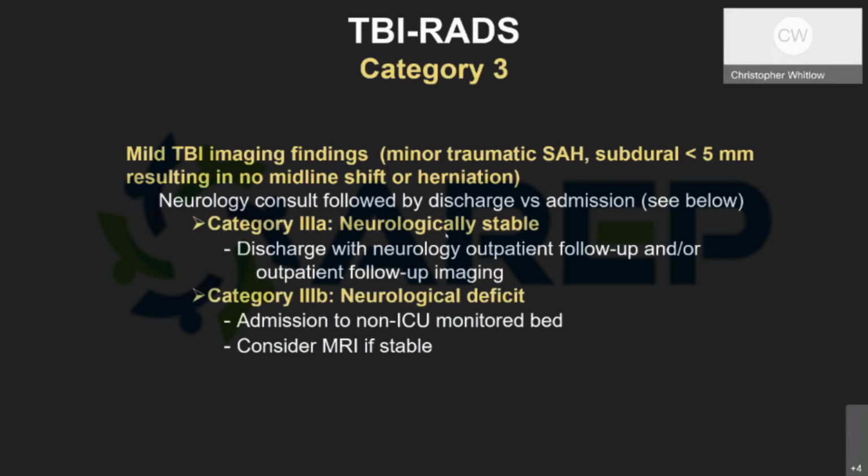Category 3A, if they're neurologically stable, that'd be potentially a discharge with neurology outpatient follow-up or outpatient follow-up imaging. Category 3B would be if there is a neurological deficit where you'd want to consider admission to a non-ICU monitored bed, or potentially consider an MRI if the patient is stable enough to get one.